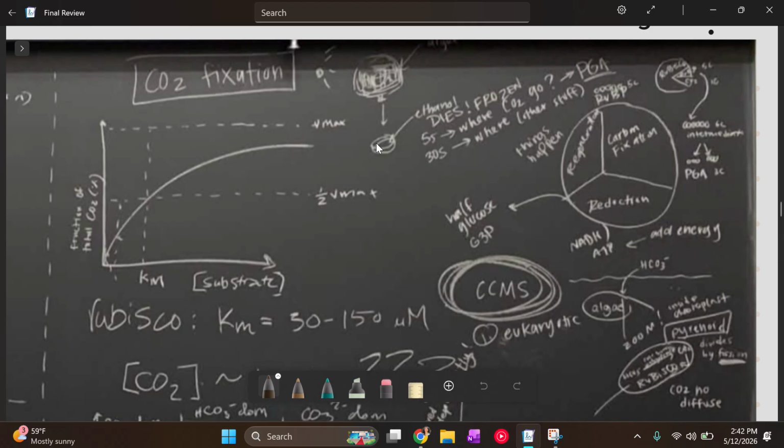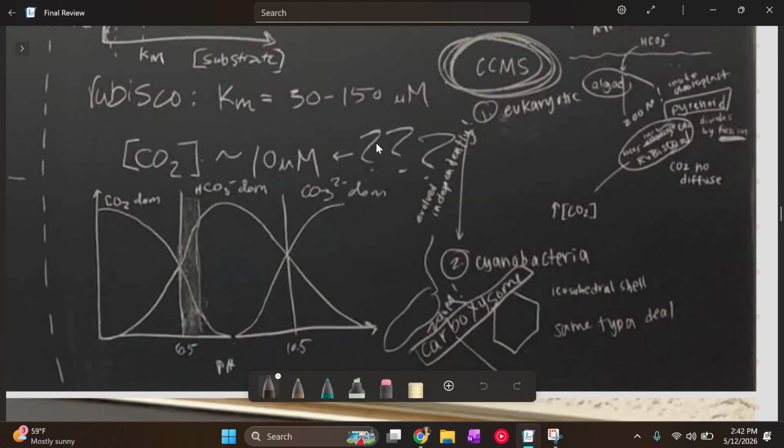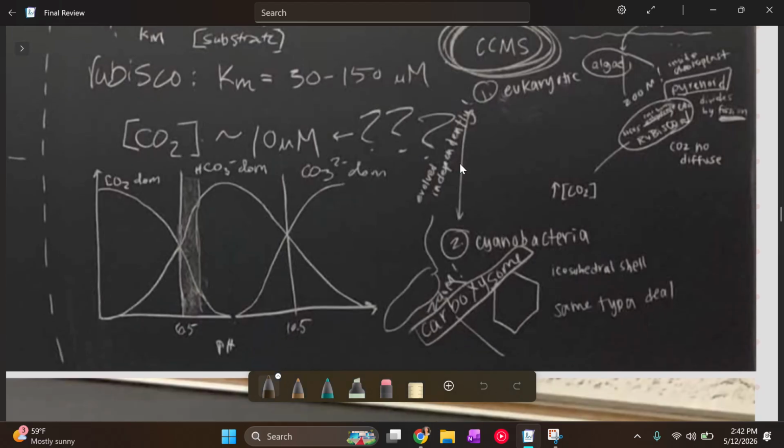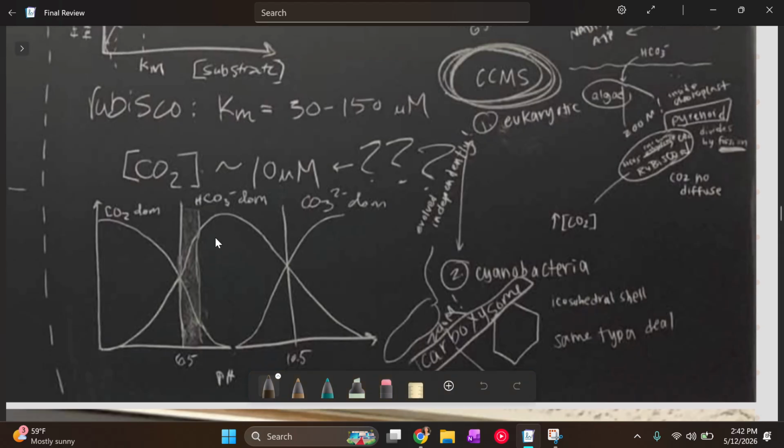cyanobacteria which have carboxysomes where they kind of shove bicarbonate in, which is just easier for Rubisco, and it won't diffuse out of the carboxysome, so it concentrates it in there, so there's a higher concentration of it, so Rubisco can convert it easier because there's an enzyme, carbonic anhydrase, that takes that bicarbonate and turns it into carbon dioxide that, once it's in the carboxysome, won't escape, and so the Rubisco can do its job easier.